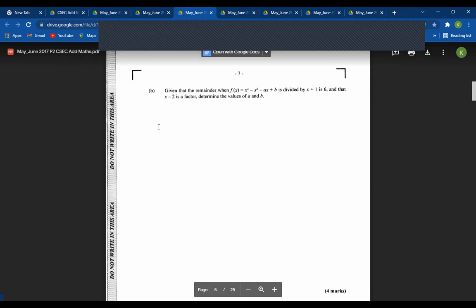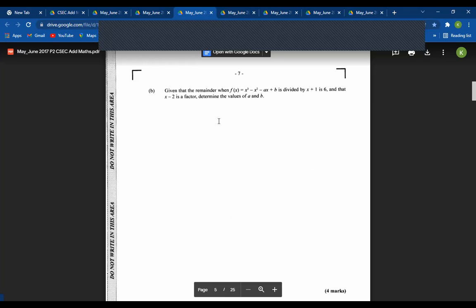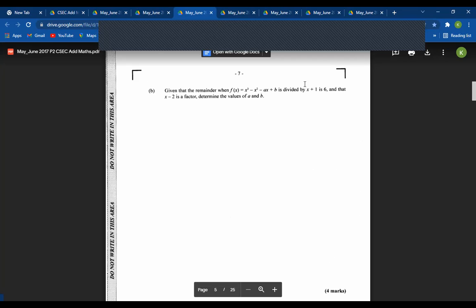Unlike the first one that we did, where they just wanted you to find the value of A with one function and one divisor, this one is different. This one gave you one function, 2 divisors. I want you to find the values of A and B. So just attempt it, and then we will go through it together.